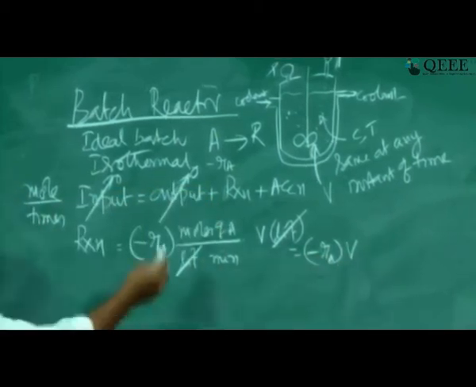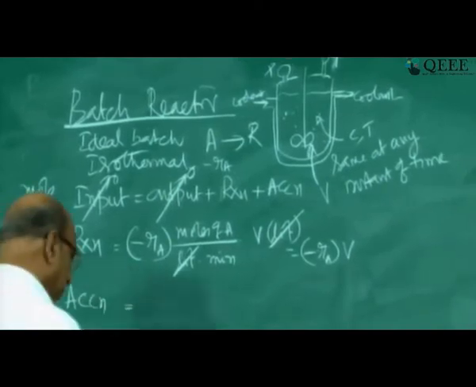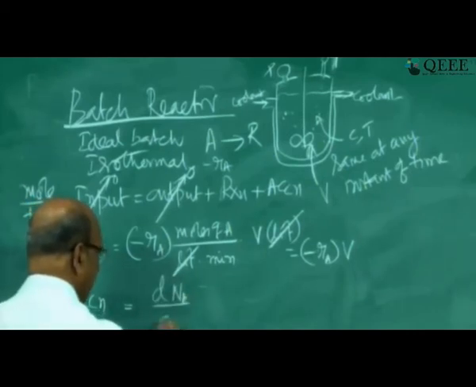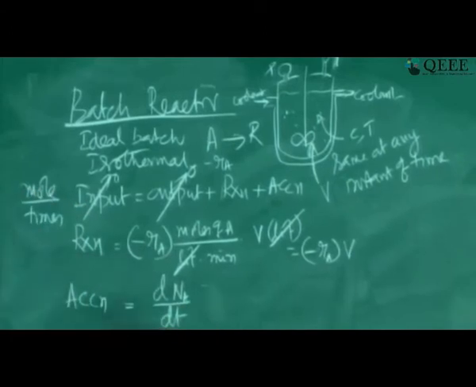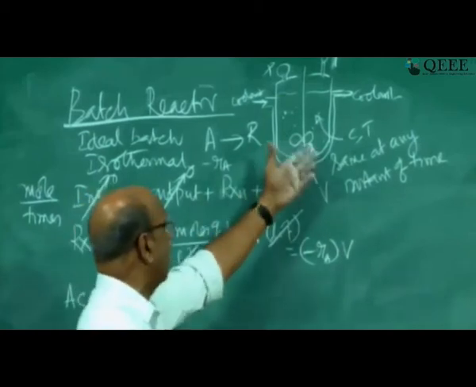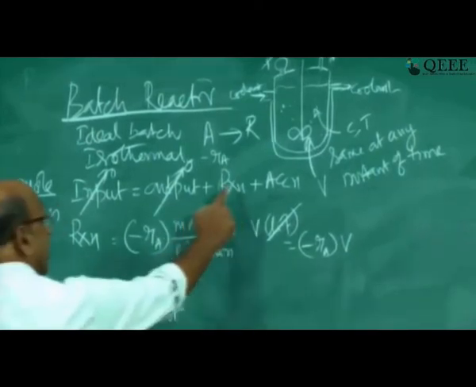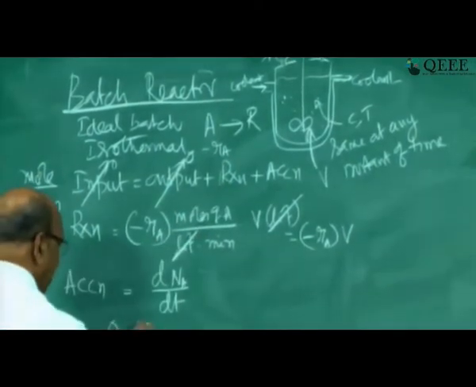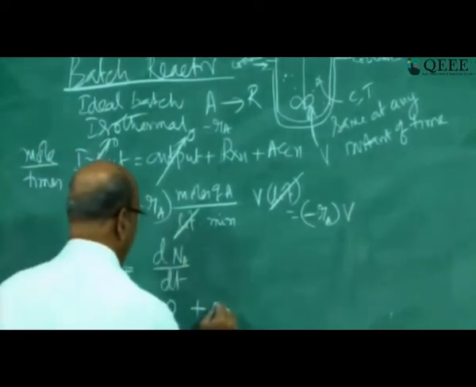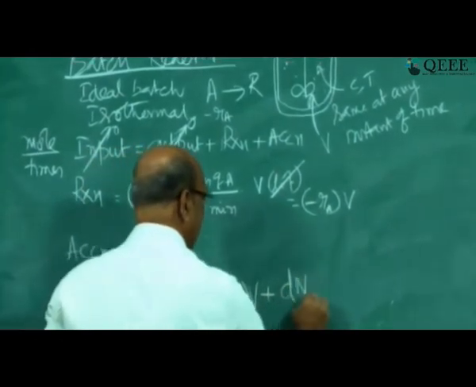The derivations are simple anyway. The accumulation term will simply be dNA by dt. That means how the number of moles of A is changing with time. So when I substitute here, 0 equals 0 plus minus rA into V plus dNA by dt.